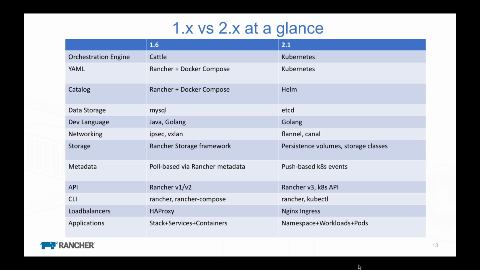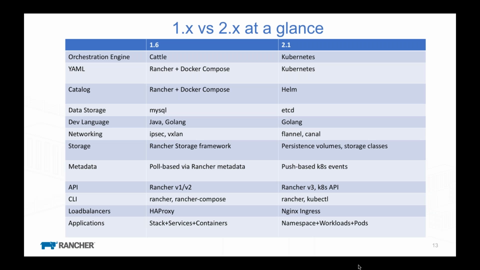From an orchestration engine standpoint, I'm only really talking about Cattle. I know in 1.6 we support Kubernetes as well, but for this meetup, it's specifically the Cattle orchestration engine versus the Kubernetes orchestration in 2.1. So obviously the orchestration is different. For the YAML file, in 1.6 we had our Rancher plus Docker Compose format. In 2.1, it's obviously the Kubernetes YAML format. In terms of catalog support, again, it's the Rancher Docker Compose format. In 2.1, it's actually leveraging Helm.